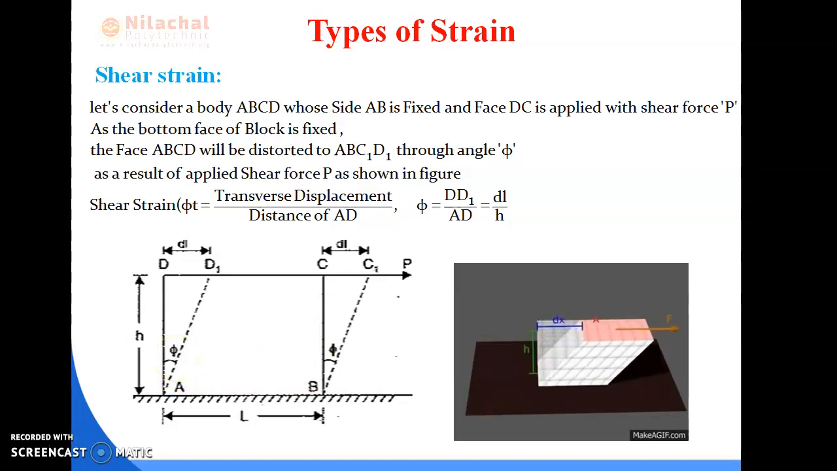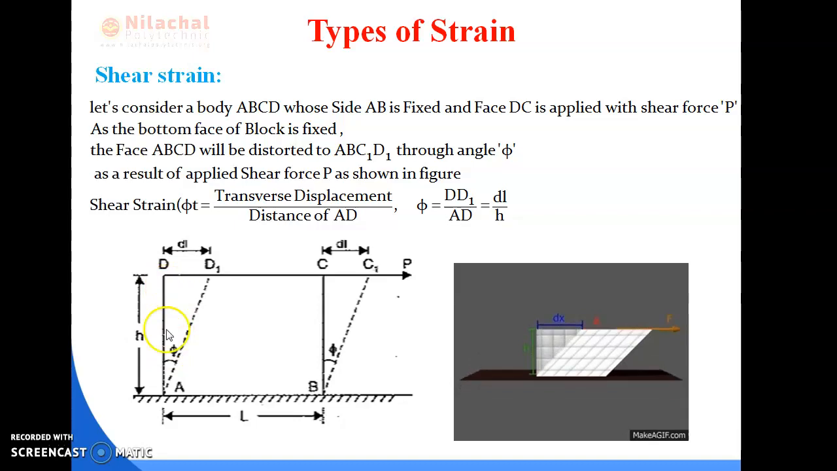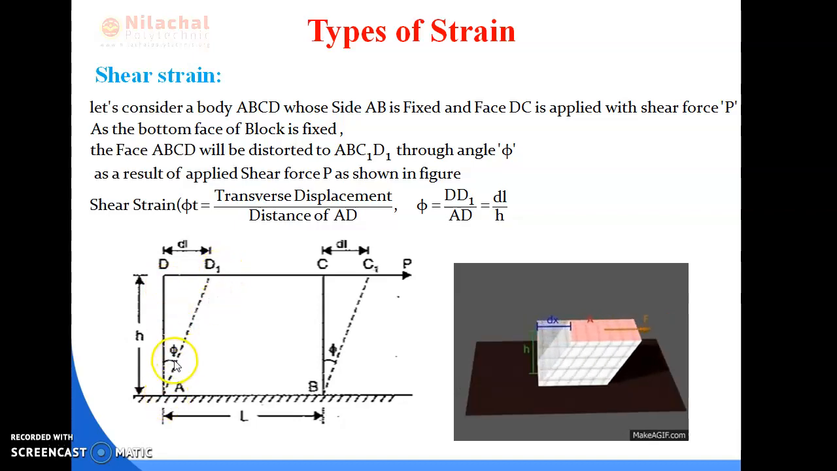What is shear strain? Shear strain means transverse displacement divided by distance from AD. Simply, strain means change in length by original length. Here the change in length is C to C dash or D to D dash, and the original length is AD. The AD is deforming from AD to AD dash with a deformation phi.